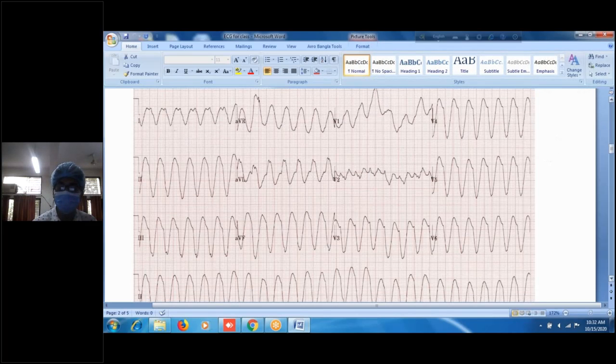I told you previously, this is wide complex tachycardia. Just see the ventricular complex is quite wide. There is an absent P wave, but it is regular. This is ventricular tachycardia.